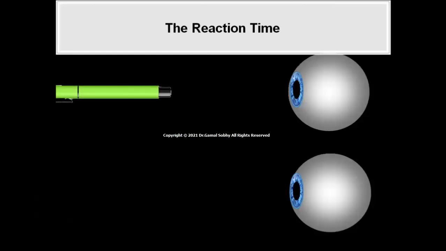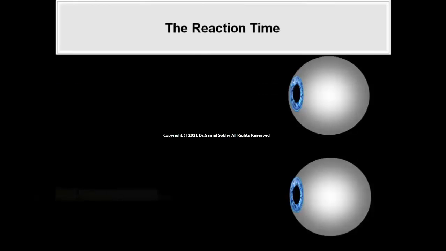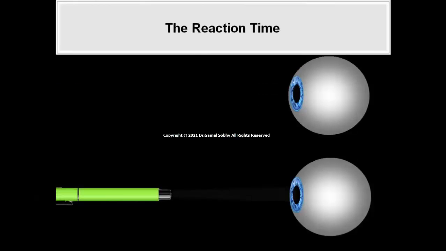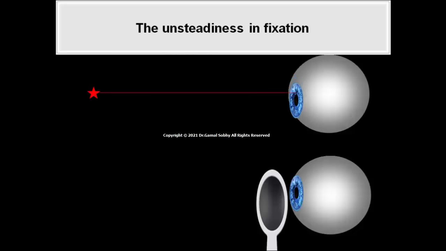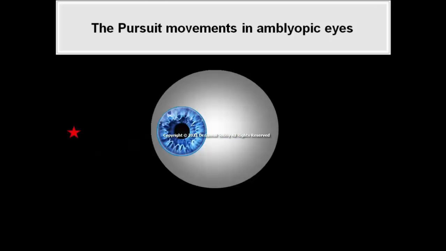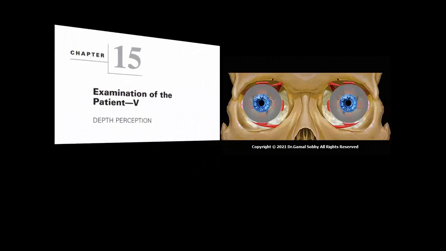The reaction time was significantly longer when measured through the amblyopic eye than when measured through the normal eye. The reaction time is the time elapsed between the presentation of a sensory stimulus and an associated volitional response. The unsteadiness in fixation is vastly exaggerated in amblyopia. The increased tendency of amblyopic eyes to drift while fixating a stationary visual target was also recorded. It is also confirmed that the pursuit movements in amblyopic eyes are irregular and jerky.